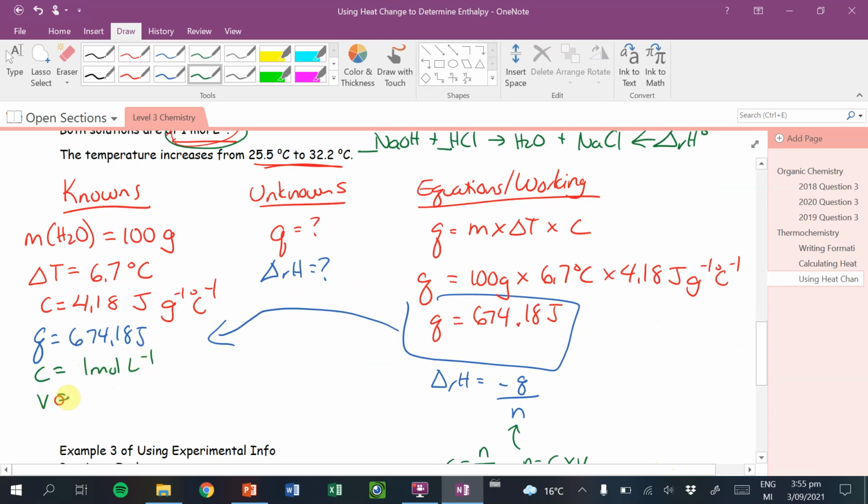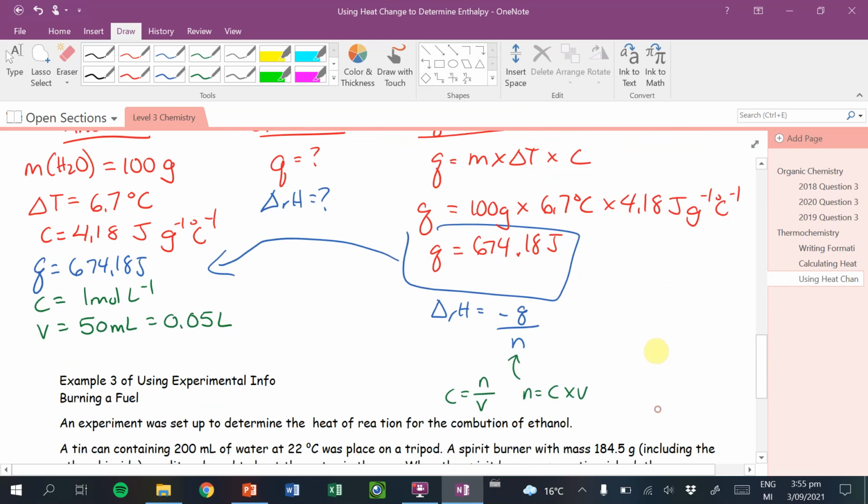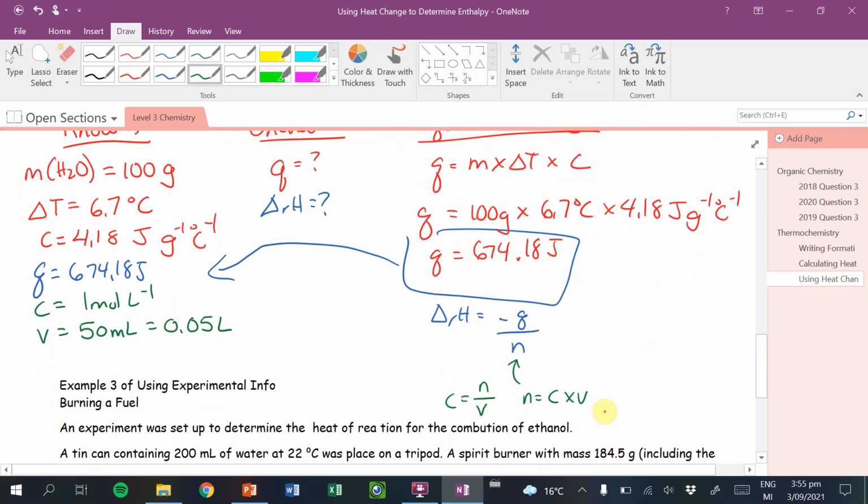I also have the V amount because I know there were 50 milliliters of each solution, which translates to 0.05 liters. So that's what I'm doing for that amount. I'm doing n is equal to the concentration times 0.05. Let's put down our units. So that's moles, and that's moles per liter. I'm running out of space there, but the moles cancel out. Sorry, I'm doing something wrong. Let me actually put the space in properly.